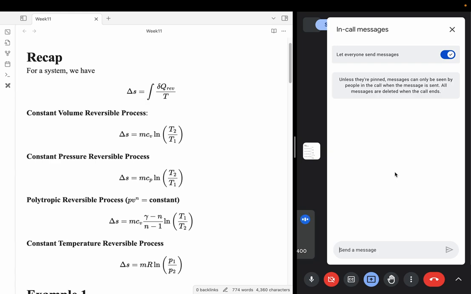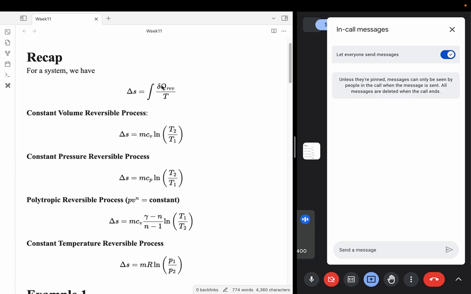As a quick recap, you can check the formulas over here. In the last week, we discussed how to calculate entropy for different processes. Basically, change in entropy is defined as integral del Q by T, where the heat transfer again depends on the process that the system is undergoing. So it needs to be a reversible process.